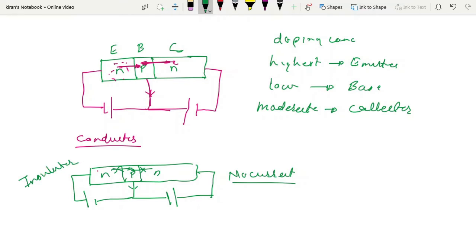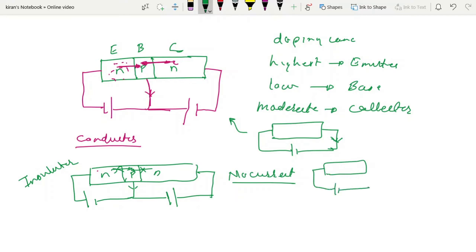So it's not very interesting. Instead of doing something like this, I can have a slab of semiconductor material, either N-type or P-type, connect it to a battery, and there will be a flow of current. Right? So this and this will be similar. Similarly, if I connect an insulator to a battery, then there will be no flow of current. This is a conductor, this is an insulator, and there will be no flow of current. So this is similar to this.